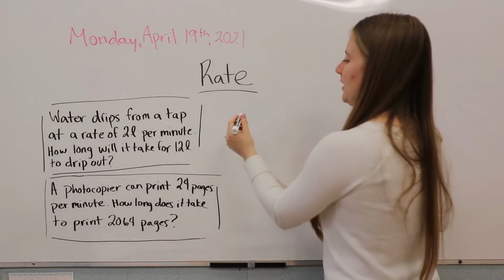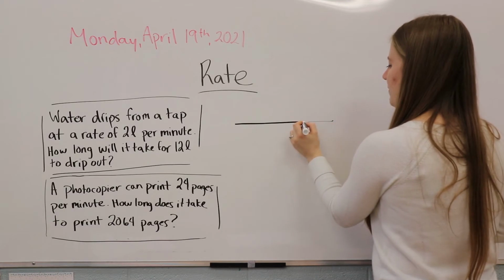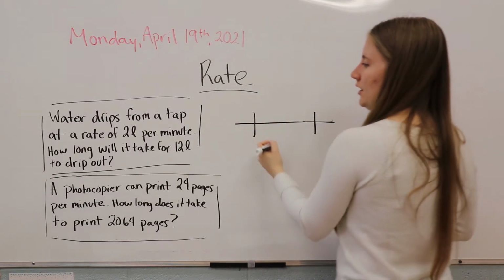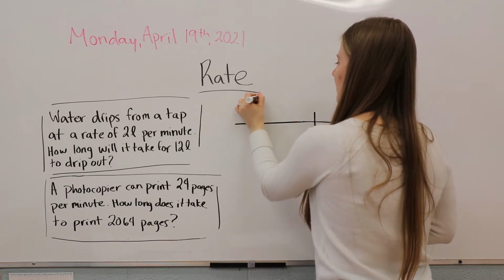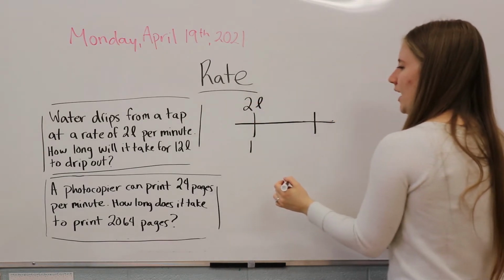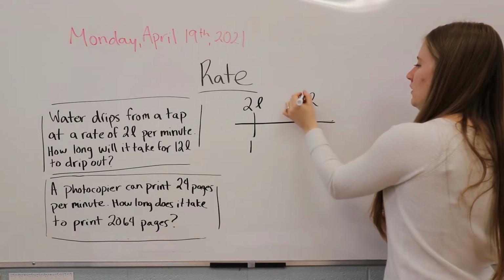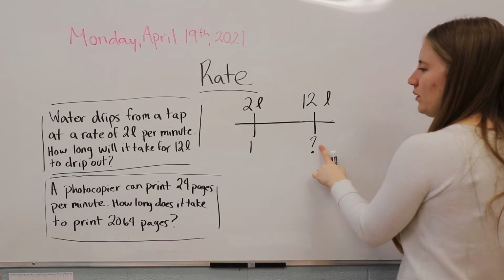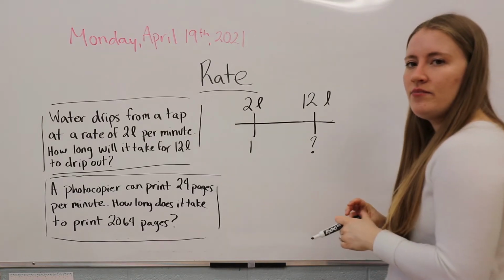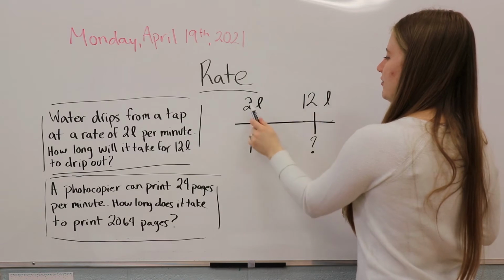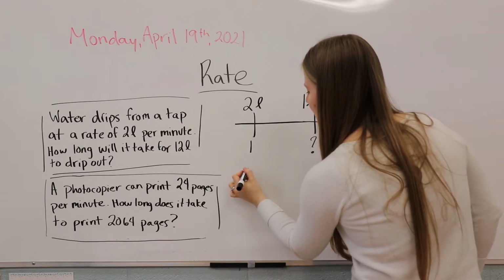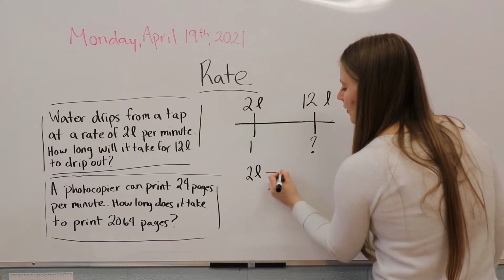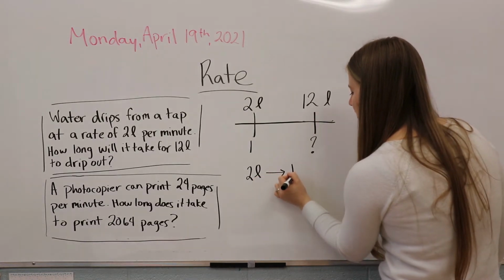Okay, so let's start by drawing our line diagram. Okay, so we've got our 2 points that we're comparing. And the known information is that there's 2 liters for 1 minute. Okay, and it's asking us how long will it take for 12 liters to drip out. Okay, so because we have 2 values for liters, we're going to put liters on the left side. Okay, and that's going to determine the value of minutes. So we know this relationship already is 2 liters for 1 minute.